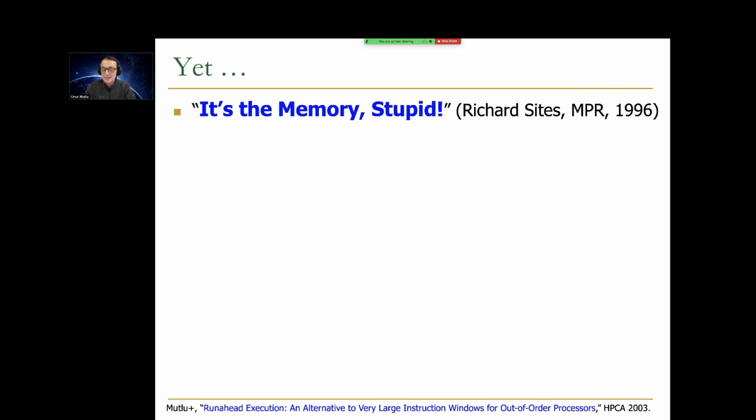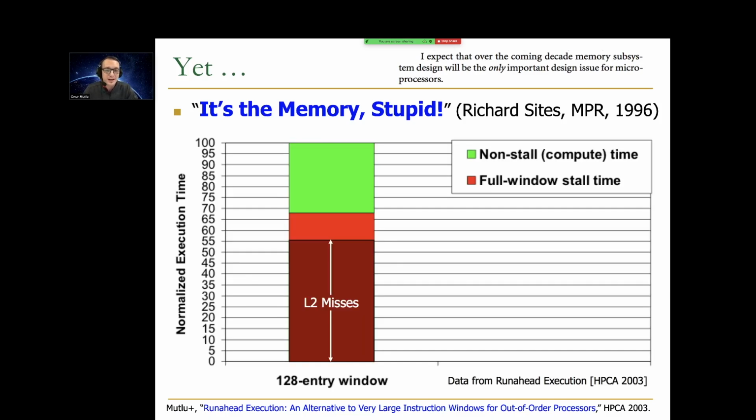It says, we designed this processor to finish 4 instructions per cycle, but it's finishing one instruction every 4 to 5 cycles. So it's operating at 1/16th to 1/20th of its peak bandwidth on this important data-intensive workload. Why? It's waiting for memory. He finishes this article saying that I expect that over the coming decade, memory subsystem design will be the only important design issue for microprocessors.